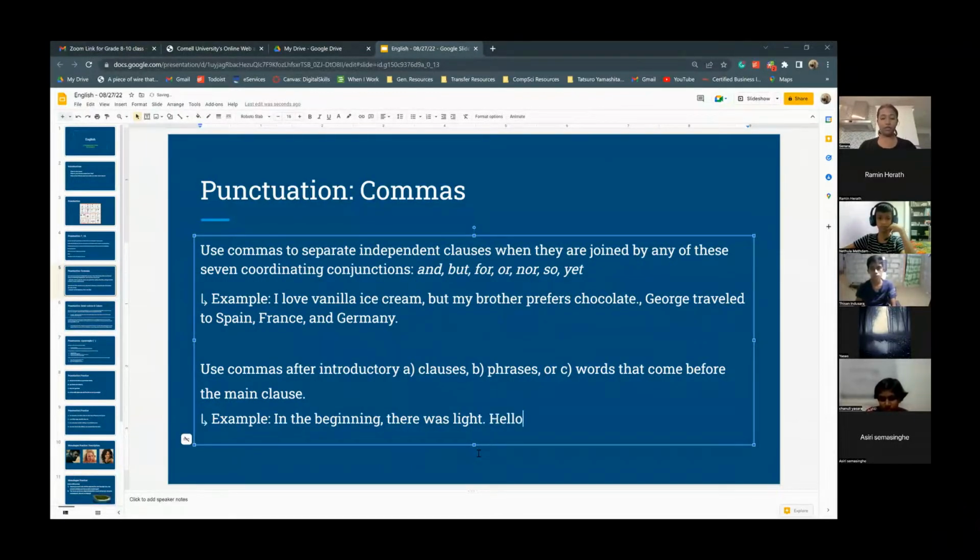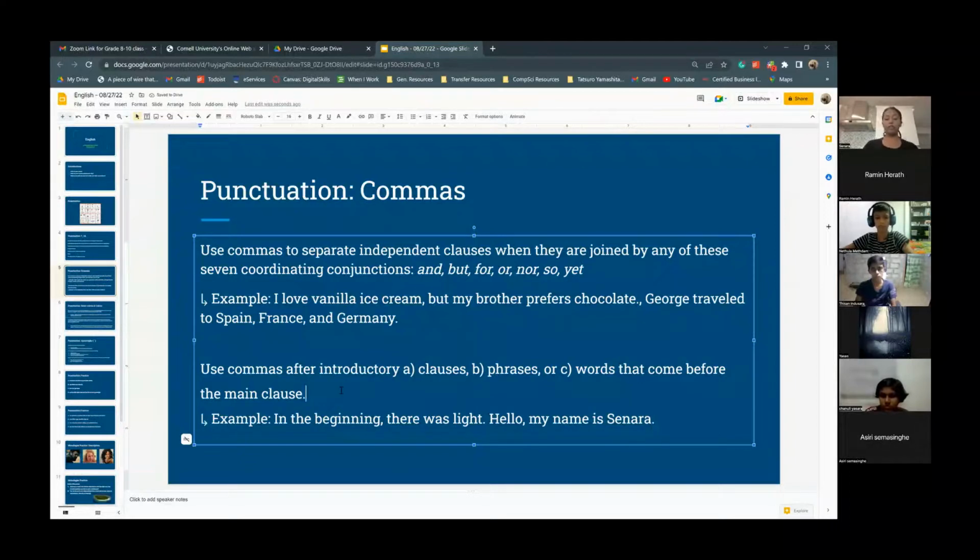For example, hello would be considered an introductory phrase. So, hello, my name is Sonara. That would be an example of when we'd use a comma right after an introductory phrase.